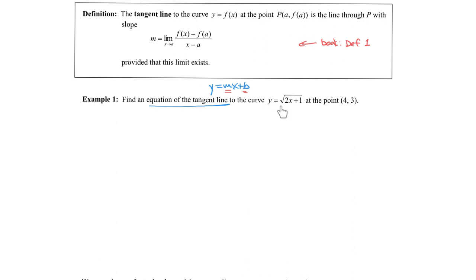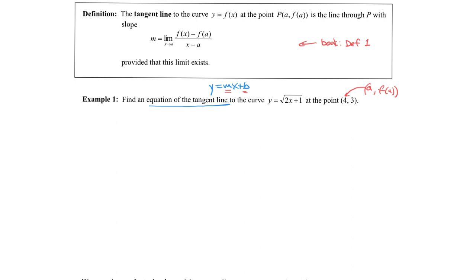So instead of y equals the square root of 2x plus 1, we're going to say, okay, here's our function. f of x equals the square root of 2x plus 1. Here's x and y. So just remember this is a, and then 3 would be f of a. So it's sort of like the point a, f of a that is mentioned up here. Okay, so we've got this. So let's find this slope m, and we can use this formula to do it.